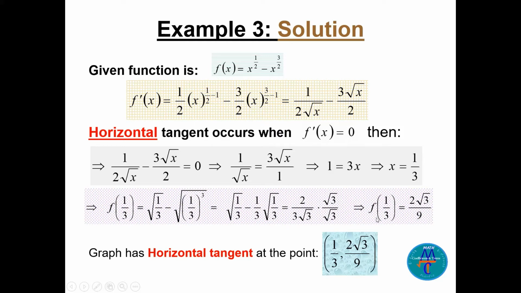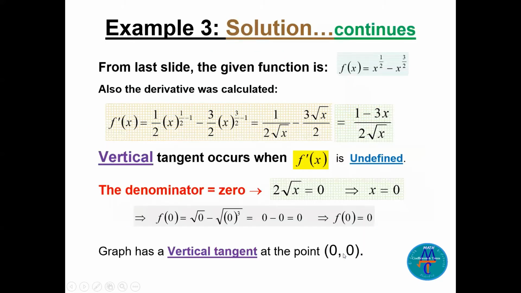You can simplify that by yourself. Check it, please. So the point where the horizontal tangent occurs is 1/3 for the x, and for the y, it will be 2 square root of 3 over 9. If you graph this function, at this point, you have a horizontal tangent. Now the vertical, the solution continues here.